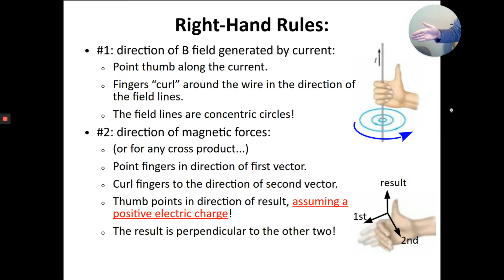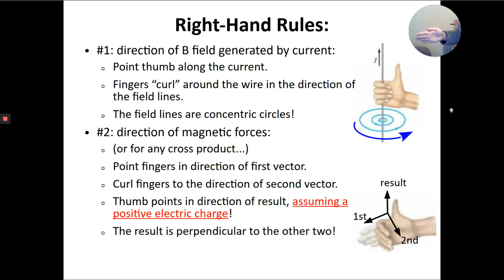Okay, here's my right hand, and it's in a position similar to the extended fingers that point in the direction of the first vector. I would then need to bend my fingers like this, so they're coming a little bit out of the screen towards you. And if I just extend my thumb like this, that's the direction of the result, or the answer. So first vector, second vector, answer.